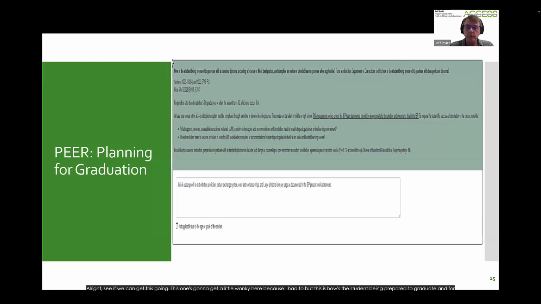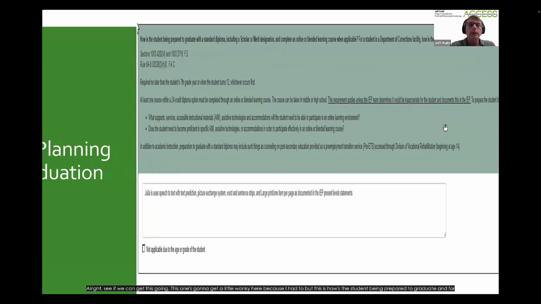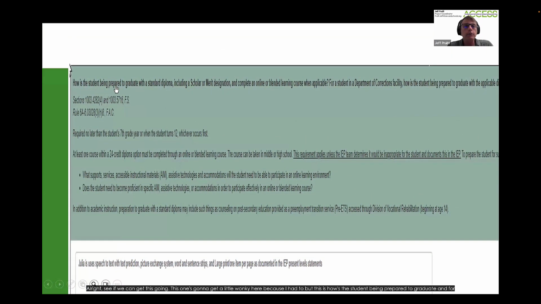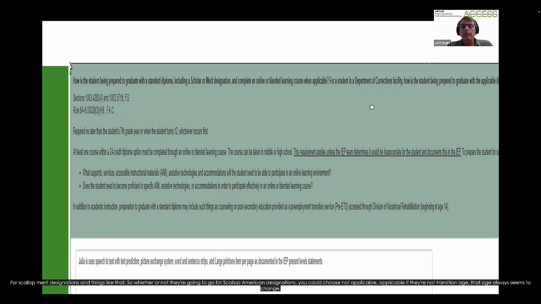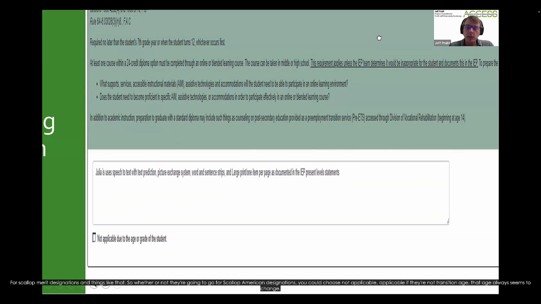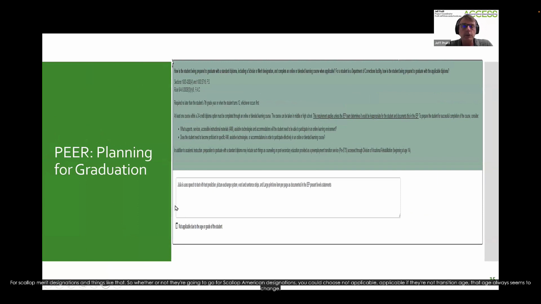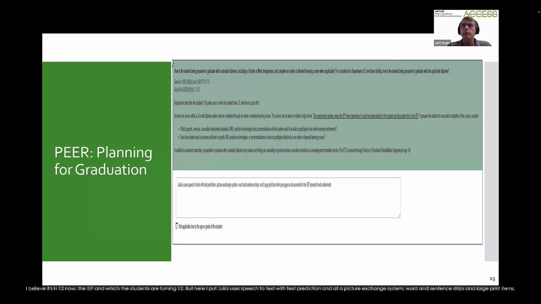All right, let's see if we can get this going. This one's going to get a little wonky here, but this is how the student is being prepared to graduate and for Scholar Merit designations and things like that. Whether or not they're going to go for Scholar Merit designations, you could choose not applicable if they're not transition age. That age always seems to change. I believe it's age 12 now, the IEP in which the student is turning 12.